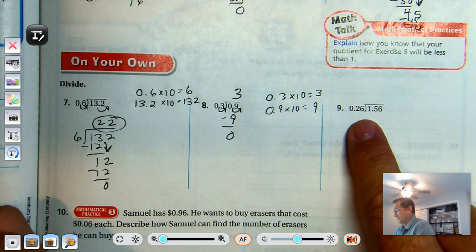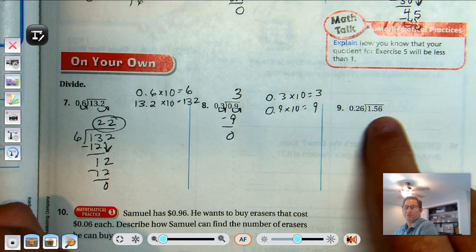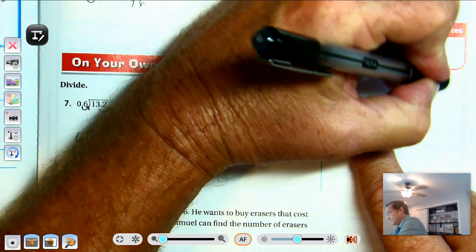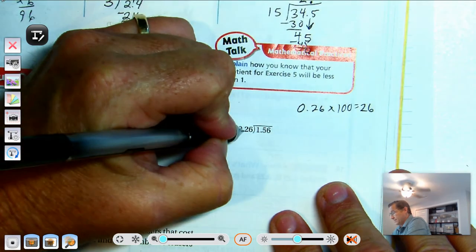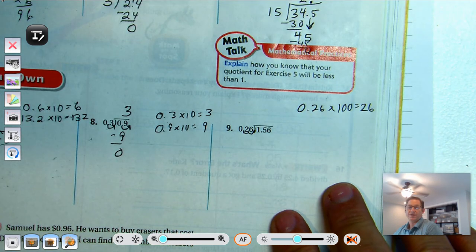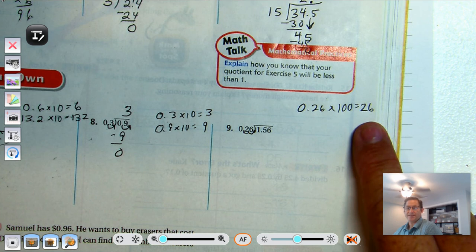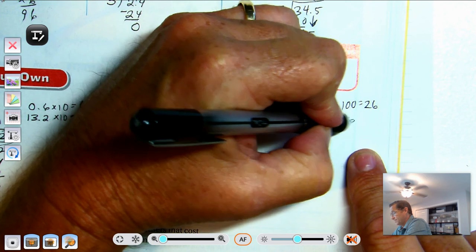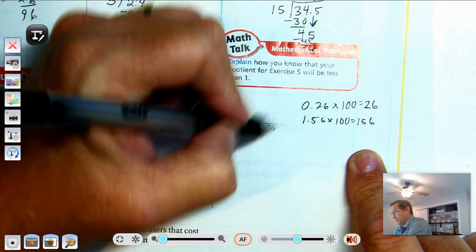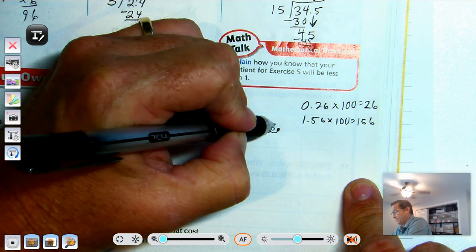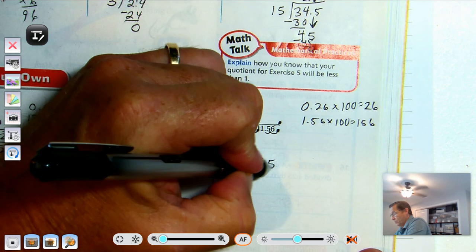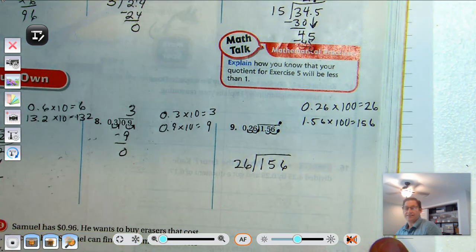All right, number 9. 1 and 56 hundredths divided by 26 hundredths. So we have to take the 26 hundredths and multiply by 100. We would wind up moving the decimal point 2 places to the right to get 26. And 1 and 56 hundredths, we'd also have to multiply by 100. And we move the decimal point 2 places to the right there. Place the decimal because now we've changed this to have 156 divided by 26.